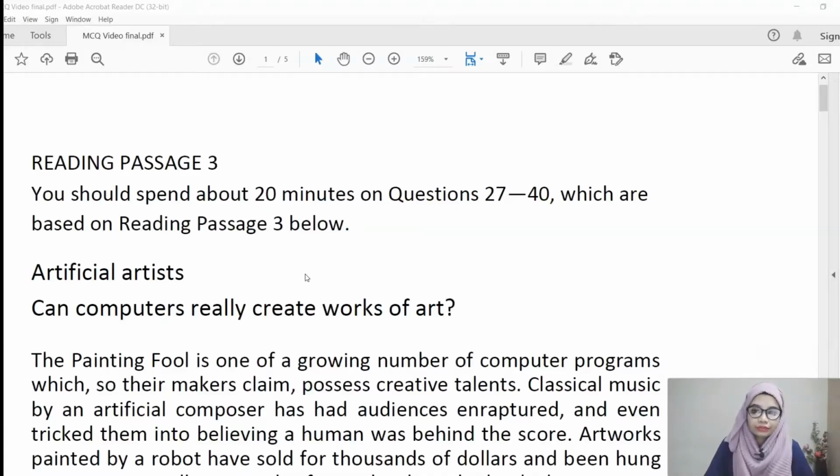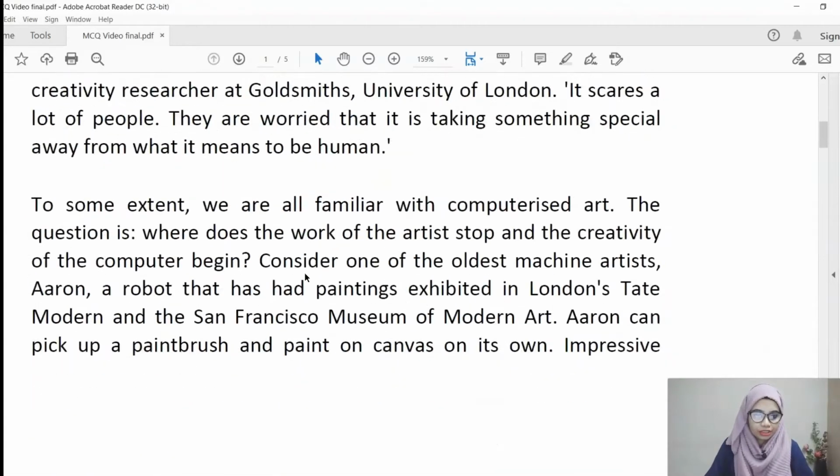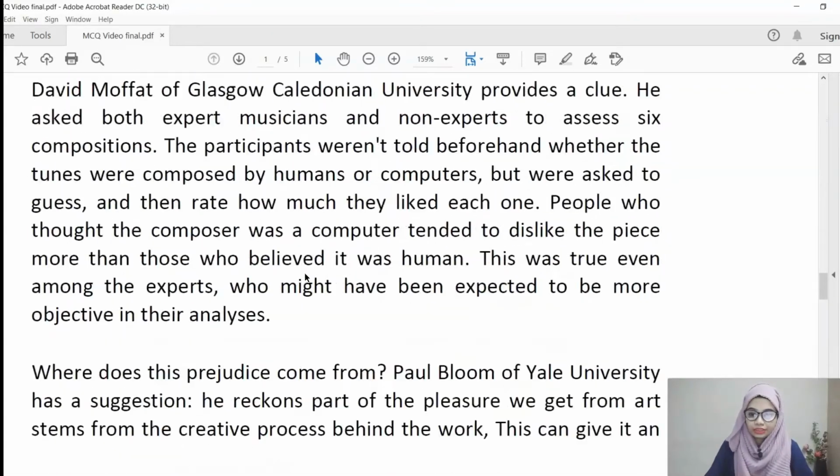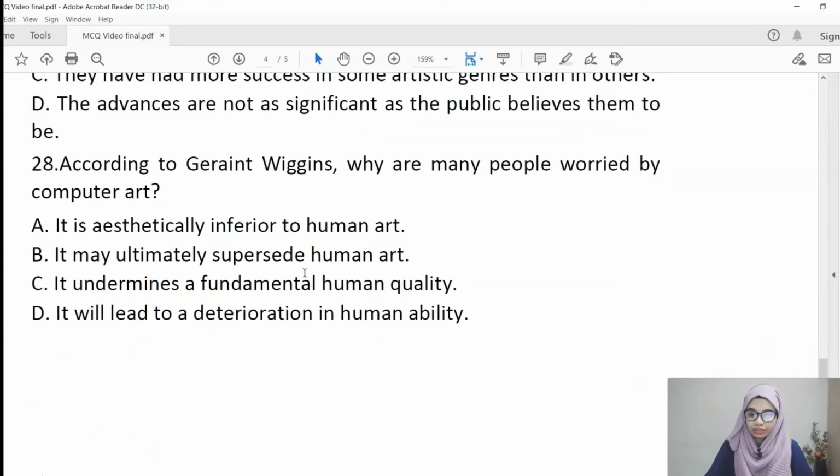So in today's video, we are going to solve the Academic Cambridge 13 textbook Reading Passage 3 MCQ questions. So don't worry general candidates, because you just have to follow the exact same methods to answer your MCQ questions. Now this is the beginning of the passage, so we are going to skip down to the MCQ section because that is the first step.